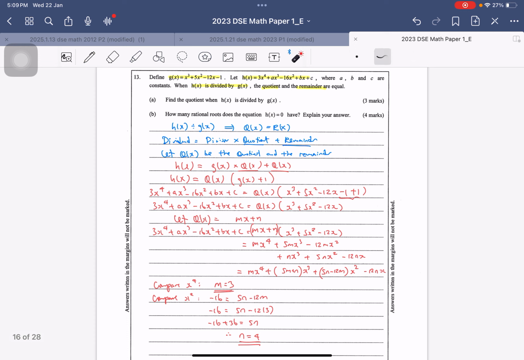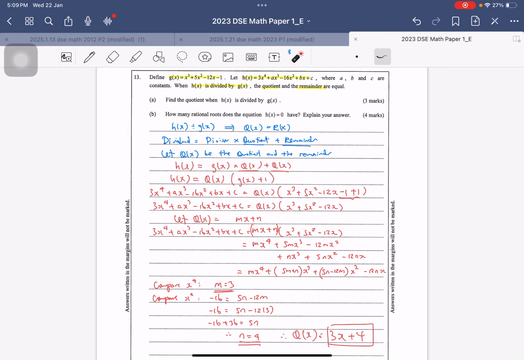We haven't finished. The quotient, we just found out what m and n are, isn't it? Then we can say the quotient, the Q(x), we need to write it down, the mx plus n, isn't it? That's going to be 3x plus 4. The reason why I can write it down is because we let the quotient be mx plus n, and I found out that m is equal to 3, together with n is equal to 4. Then you can just replace the Q(x) by 3x plus 4. That's for part A.